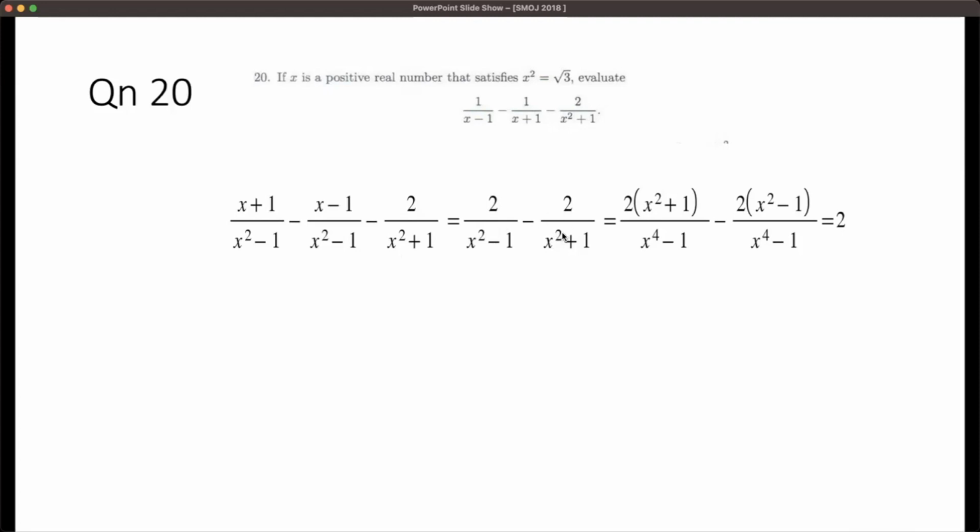And now we do the same thing. We get the denominator to be x to the power of 4 minus 1, using the same property. This gives us the numerator to be 2(x squared plus 1) minus 2(x squared minus 1), which gives us 2.